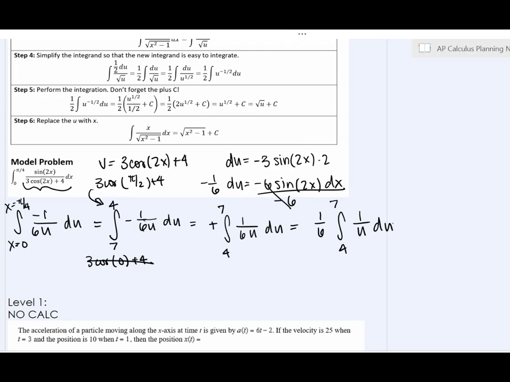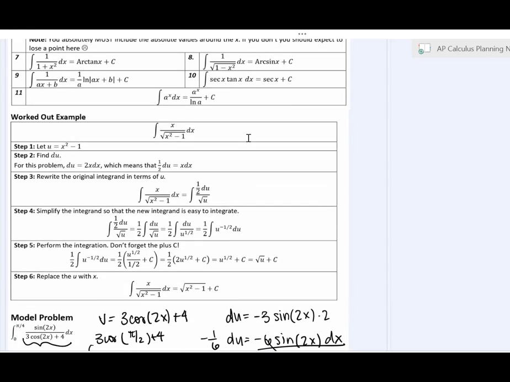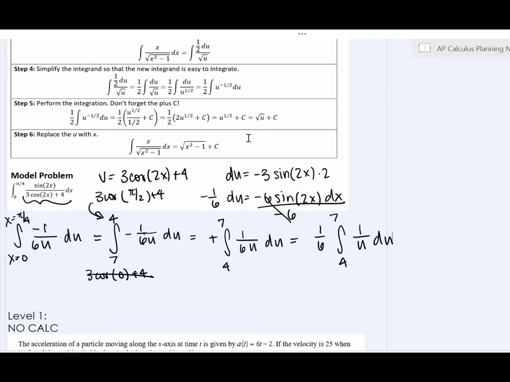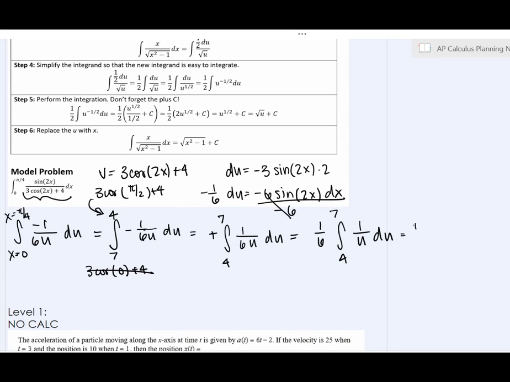Now we're in a place where we say, okay, this is actually pretty manageable. We can go back and look at our rules. The integral of 1/x is the natural log, and we have to use those absolute value signs. So we have 1/6 times the natural log of the absolute value of u, and then we are evaluating this from 4 to 7. Put that in parentheses.